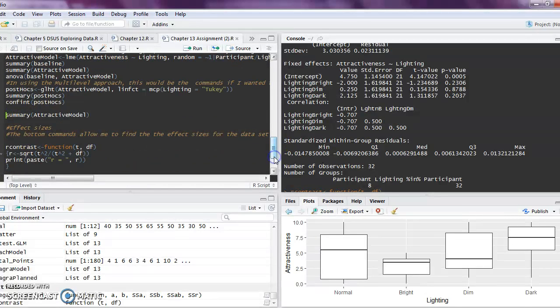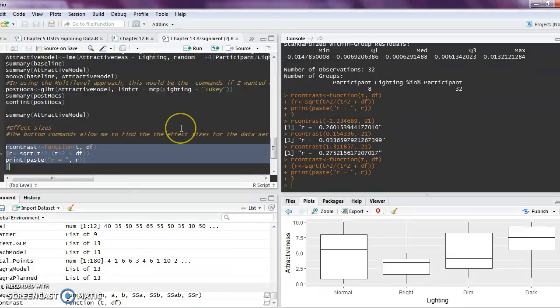That's pretty much it. Now we're going to move into our effect sizes. Our effect sizes tell us to what magnitude lighting has an effect on attractiveness. So these are the commands that you would run. I'm going to run these.